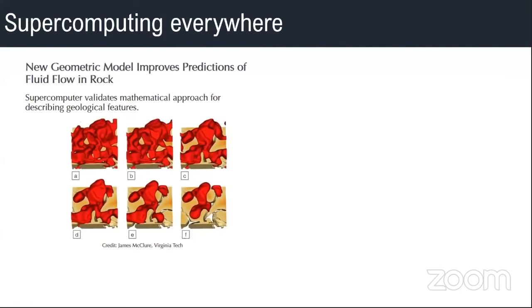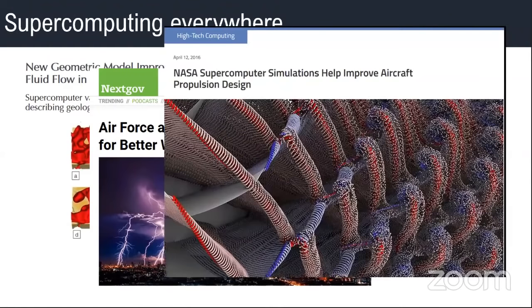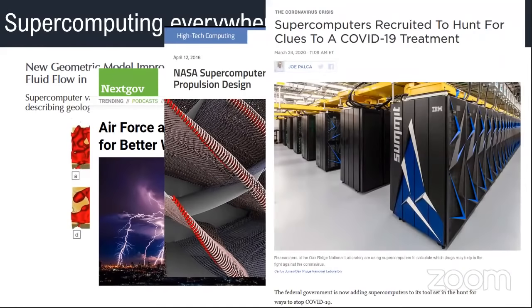Like they can be used in geology, right? And they are used in weather forecasts, and they are used in aircraft propulsion design to see how well the blades of an engine can cut through the air. And that requires a lot of computational fluid dynamics, basically the Navier-Stokes equation. And more recently, they have also been used to find a cure for this COVID-19 that we are going through, right?